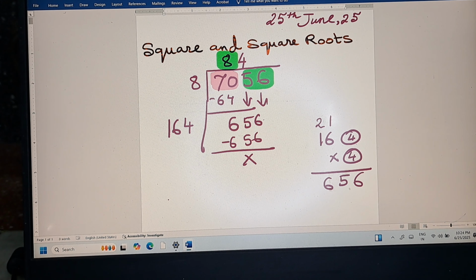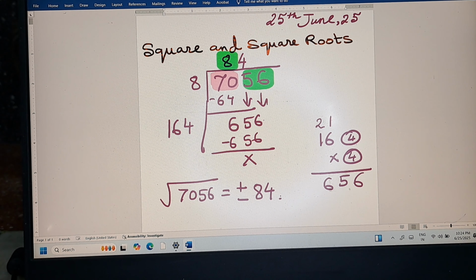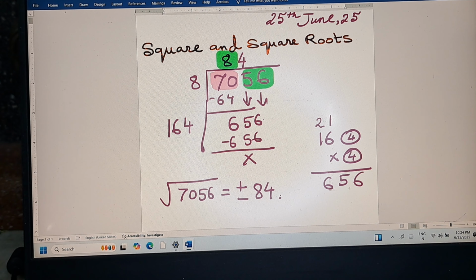So what is the answer? The square root of 7056 is equal to plus minus 84. So in both methods we got the answer 84. In the prime factorization method we got 84. In the division method also we got 84. So square root is a very important chapter, students. You need to practice both methods, the prime factorization method as well as the division method.